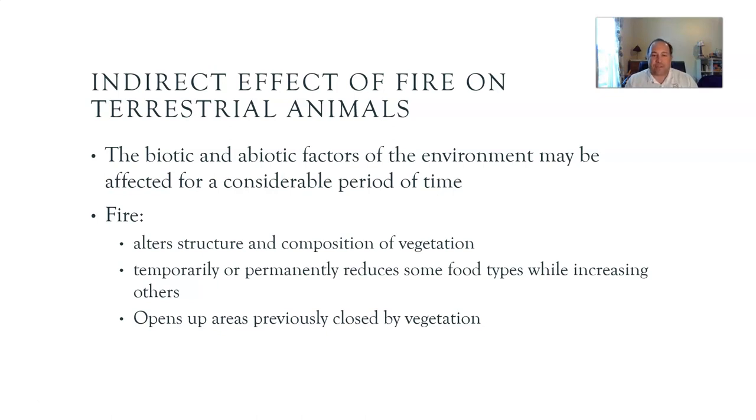Fire can temporarily or permanently reduce some food types while increasing others. The example would be, say you have something like an oak woodland. The fire goes and burns up the oak trees, so maybe the acorns aren't going to be around for a few years, probably a decade or so before they start coming back. Whereas maybe there's a bunch of seed that ends up in the ground, so there's a big increase in seed, or the nutrient content from the ash getting into the ground now brings up all sorts of other grasses and forbs that have been in the soil but haven't gotten enough nutrition to come out. Maybe now they come out of the soil. So you can increase some food types while also decreasing others.